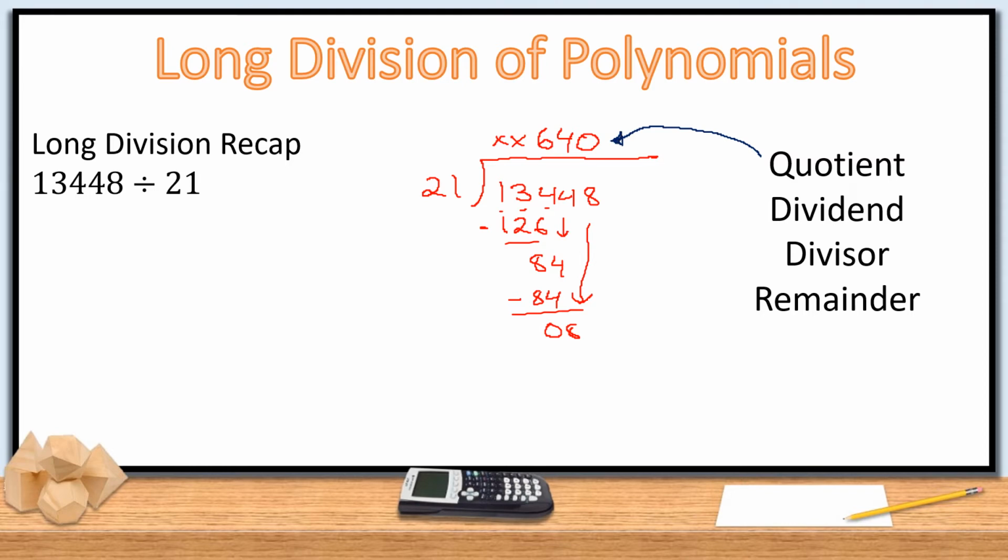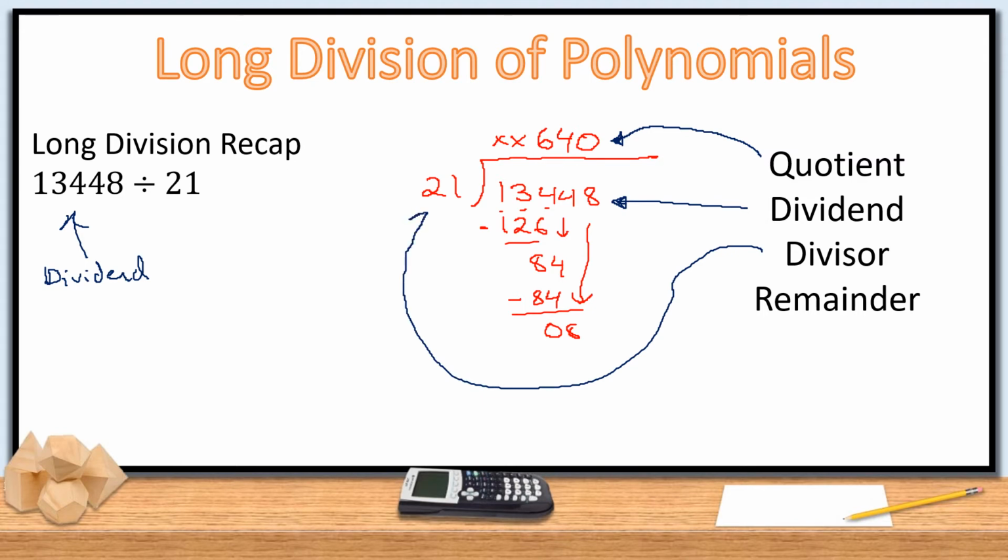The dividend is the number that is being divided. So that's the numerator in our fraction. So this would be the dividend. The divisor is the number that we are dividing into it. That'll be 21. So divisor. And then the remainder is what's left over that cannot be divided evenly with the rest.